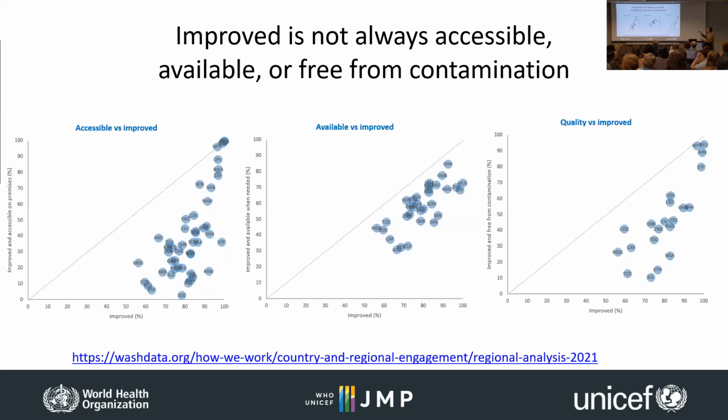But I want to show in this figure that you can have improved supplies, but they're very often not accessible on premises. That's the first one over there. Water is often not available when needed. And they can certainly often be contaminated. And this is just showing data points from sub-Saharan Africa, but the same holds for other parts of the world.